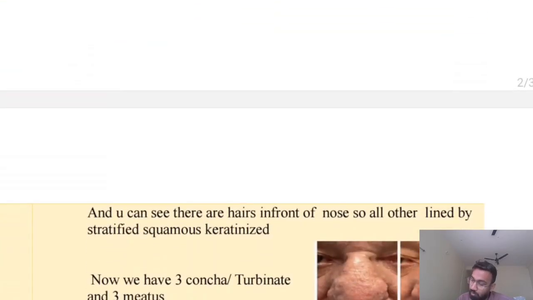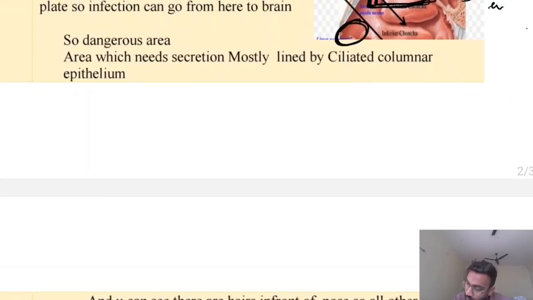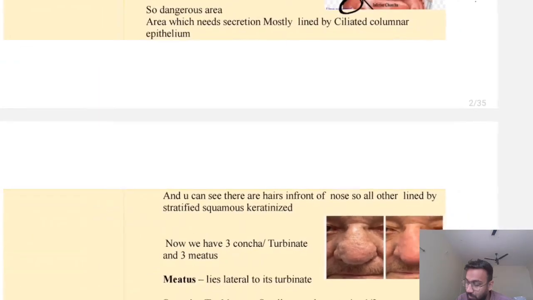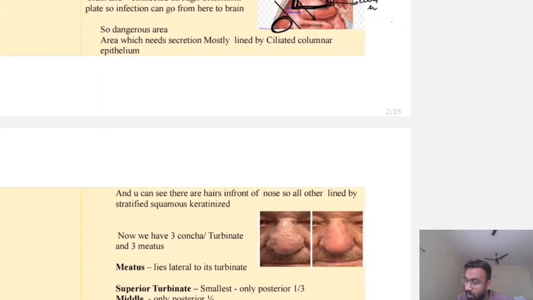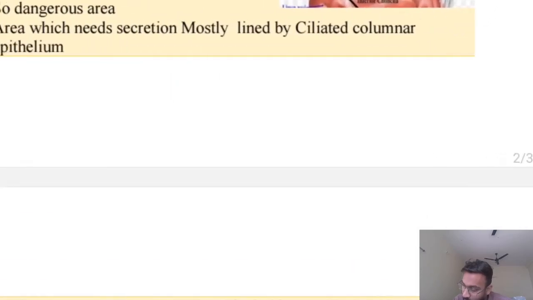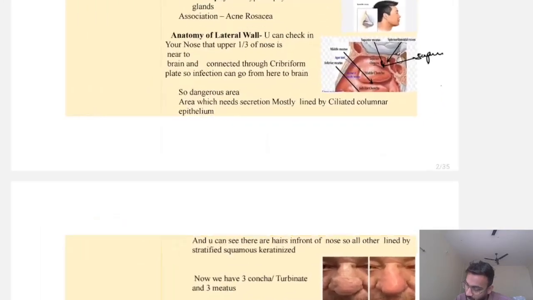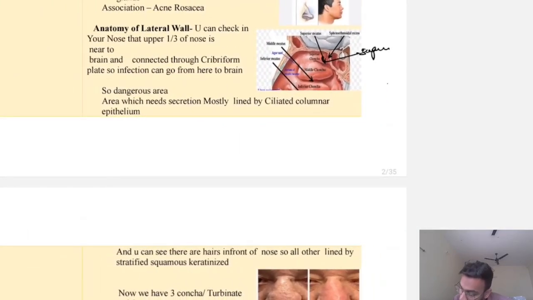Now you can see this is the front part of nose, and this is mostly lined by the stratified squamous keratinized epithelium. Now we have learned that we have three concha or turbinates, and we have three meatus. These are the superior concha or superior turbinate. This is middle concha or middle turbinate. This is inferior concha or inferior turbinate.